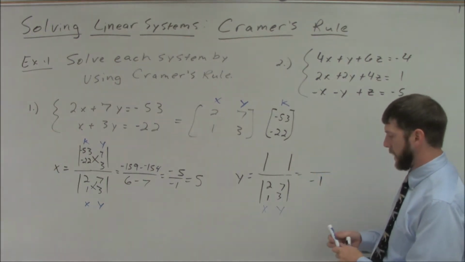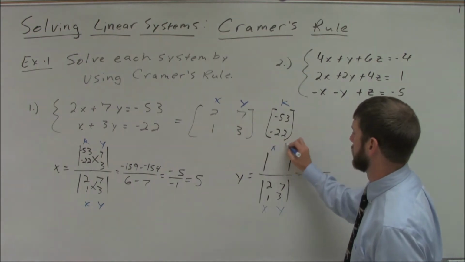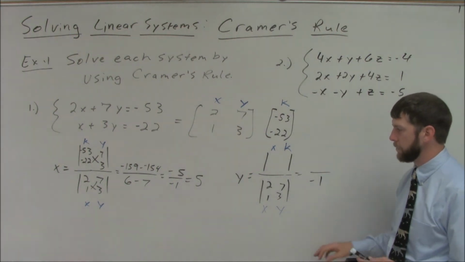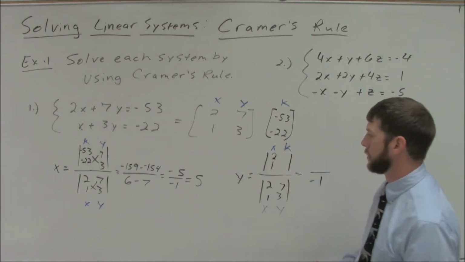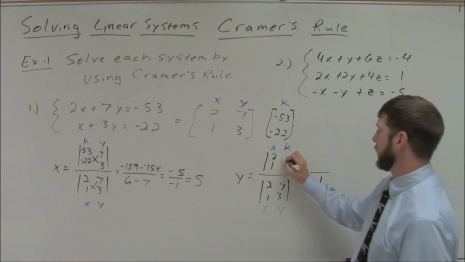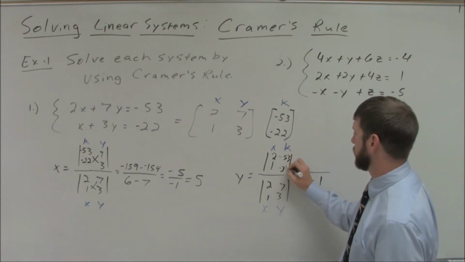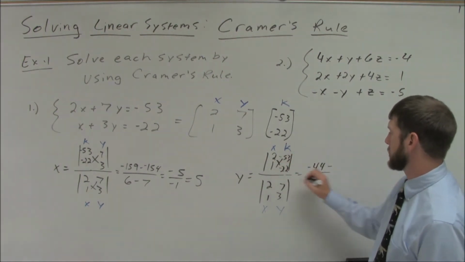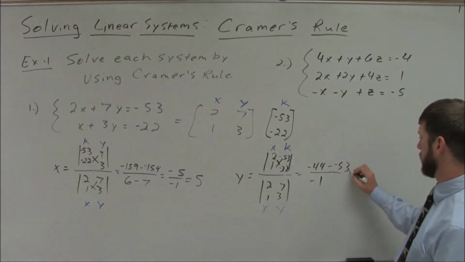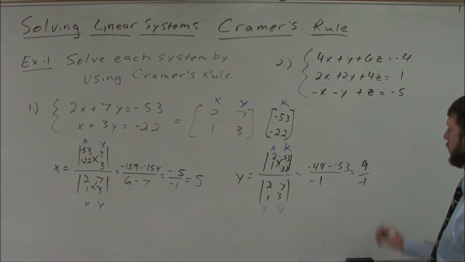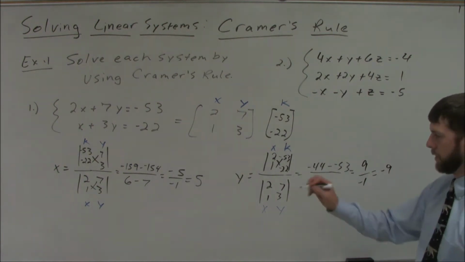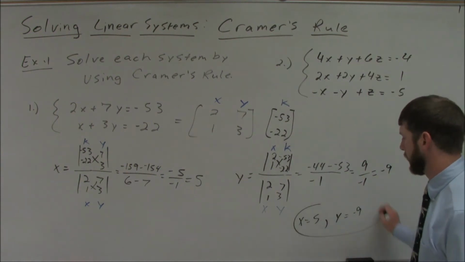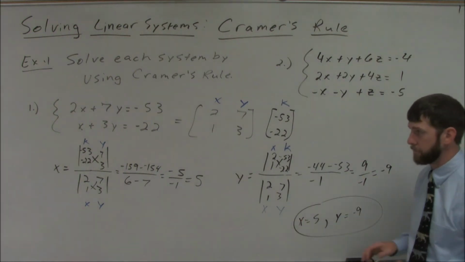So instead of it being xy, it becomes xk. Take the time, be organized, and label. So my x's are still 2, 1. My k's are -53 and -22. Do your determinants. -44 minus -53 minus negative gives us +9 over -1, so -9. X equals 5, y equals -9. There's the solution to our system.